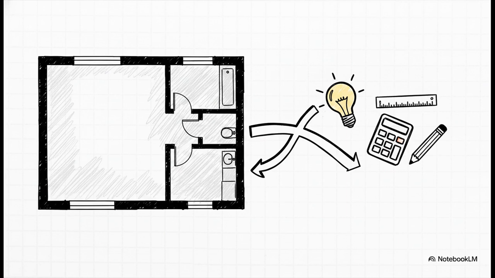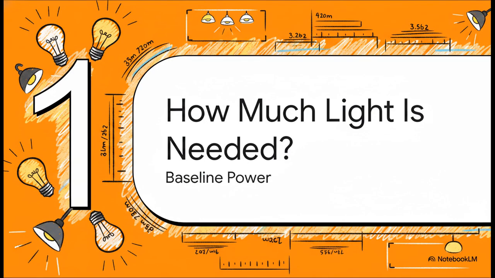And to make this real, we're going to tackle a project together. Here's our canvas, a simple studio apartment. We're going to take this complete blank slate and build a professional lighting plan from the ground up, using our little toolkit of formulas. All right, let's get to it.